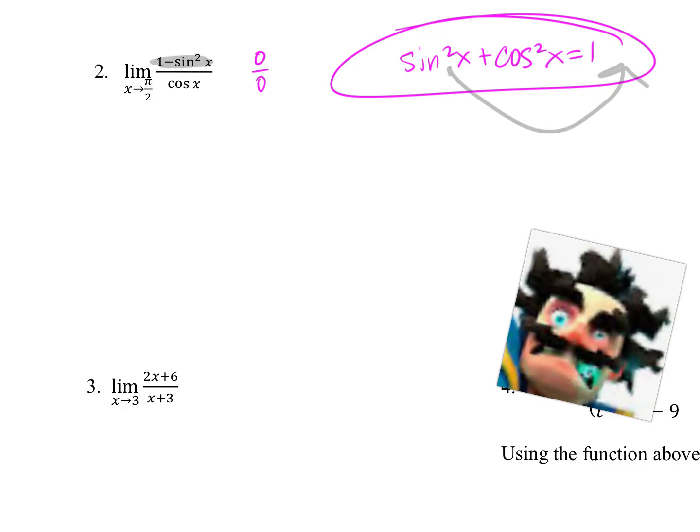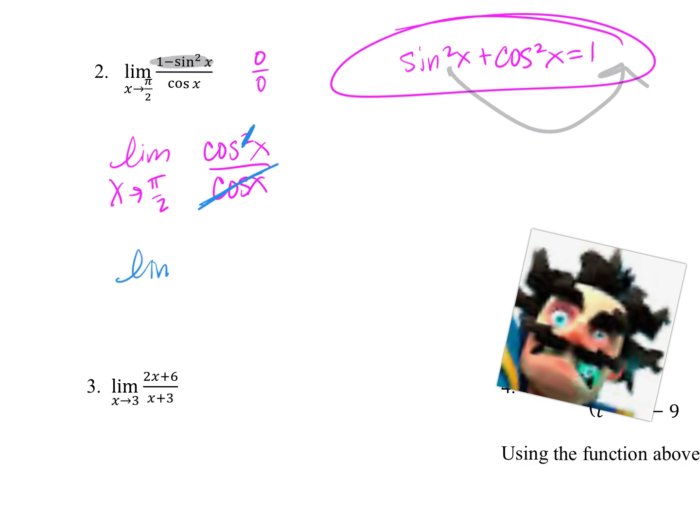1 minus sine squared would leave me with the cosine squared. Okay. So you're saying the limit as x approaches pi over 2 is cosine squared over a cosine? Okay, now is something maybe able to cancel out? Yeah, now that I've got a cosine on the top and a cosine on the bottom, I can get rid of one of them from the top. Does that sound like a deal?